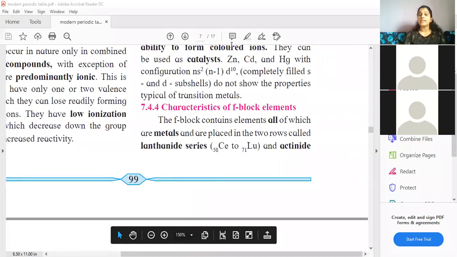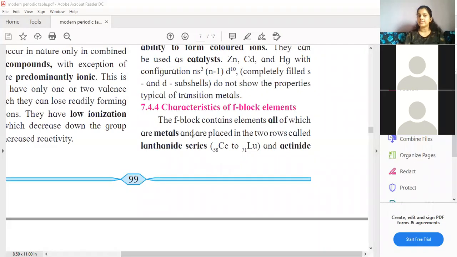The f block contains elements, all of which are metals and are placed in the two rows called lanthanide series and actinide series. Students, again, this point is something you already know. Now see the first element. The first element of the lanthanide series is lanthanum. In reality, lanthanum is placed in the main periodic table, and all the other elements are placed down separately. So these are the elements, and their atomic numbers and everything.